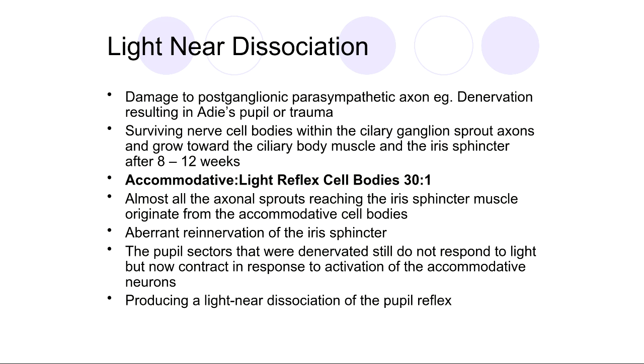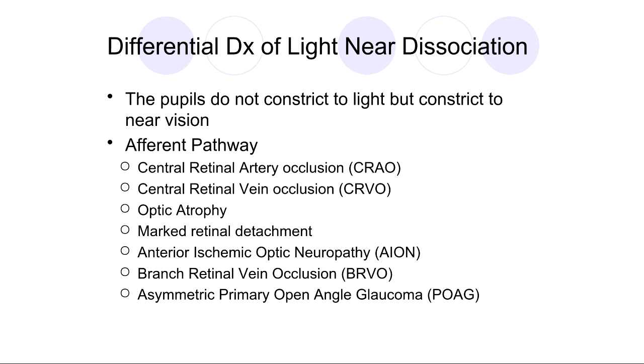So there's aberrant reinnervation of the iris sphincter, and the pupil sectors that were denervated still will not respond to light, but now they will contract in response to activation of the accommodative neurons, and thus producing a light near dissociation of the pupillary reflex. That is, the pupil will not constrict to light, sorry, but they will constrict to near vision.